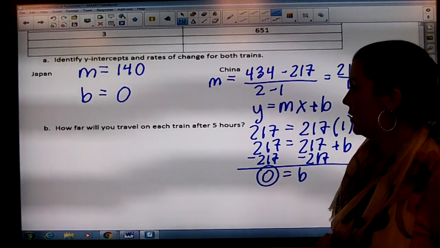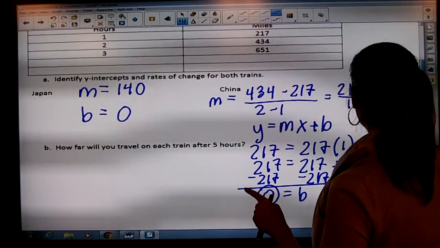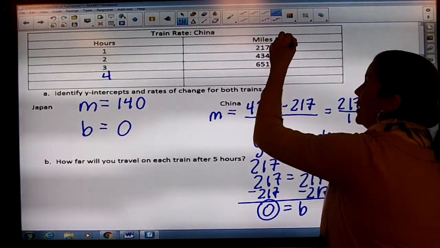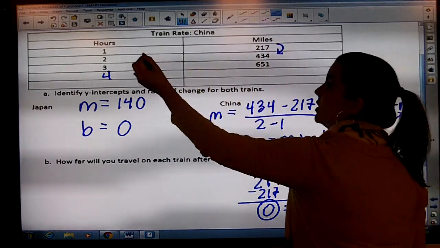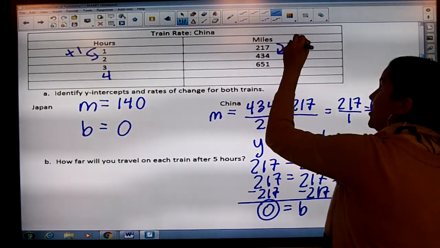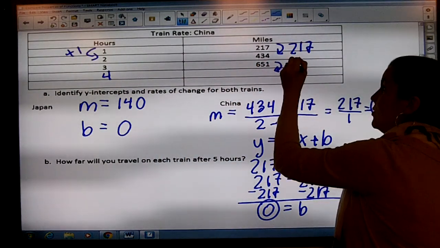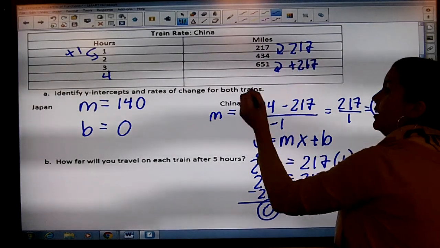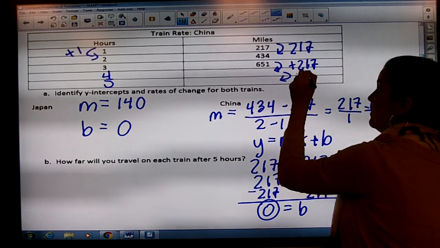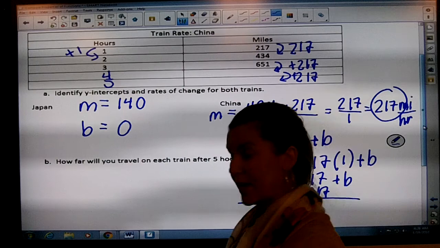How far will you travel on each train after 5 hours? So we could complete the table for the China train. If the rate of change is 217, for every 1 hour that we add, we add 217 miles. So we can increase this by 217 also. That would give us 4 hours. Increase again by 217 to give us 5 hours. So let's calculate this.